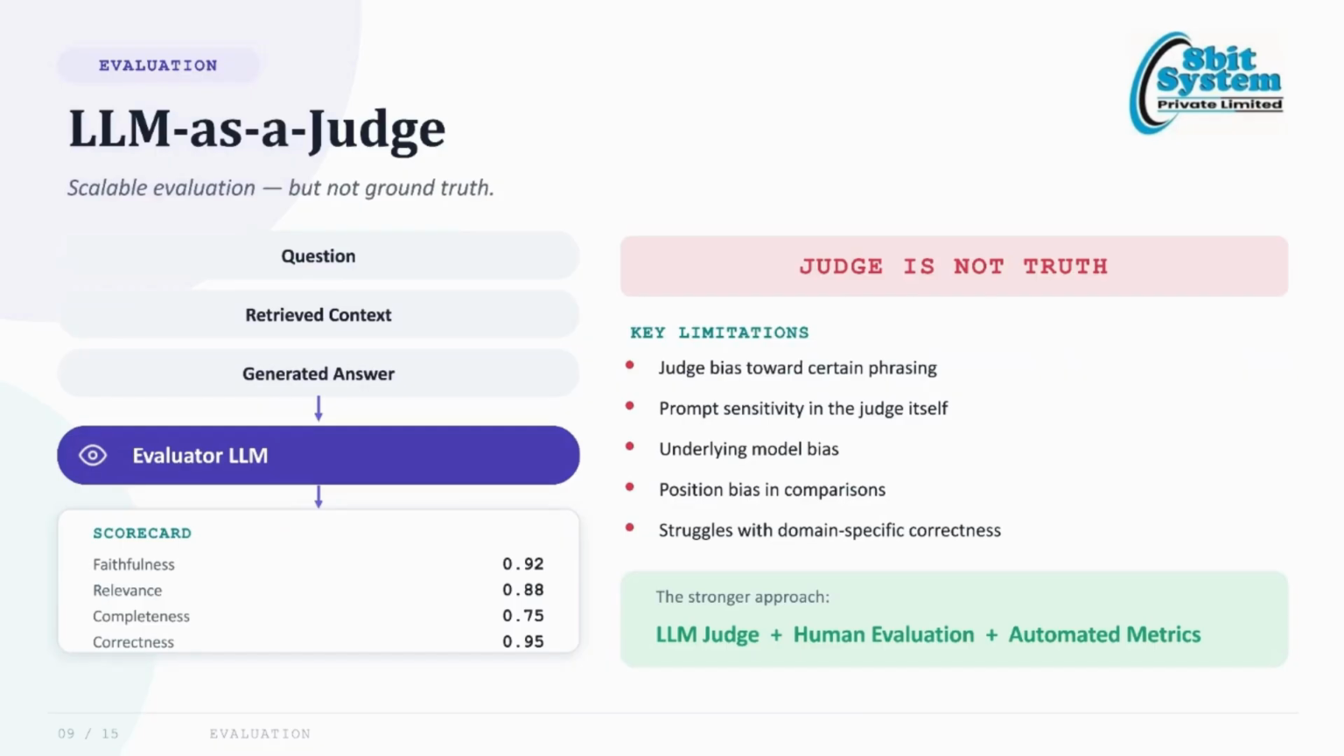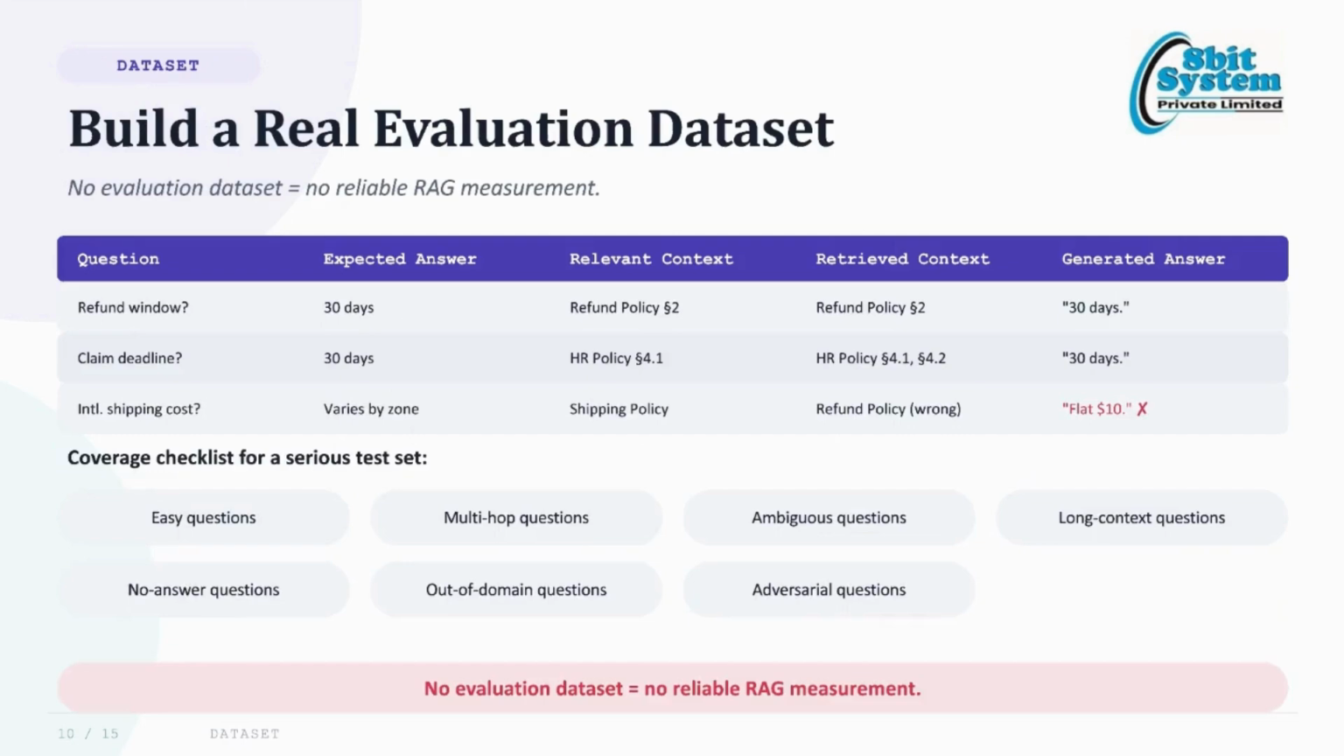To evaluate at scale, teams use LLM as a judge. It scores faithfulness, relevancy, and correctness automatically. But the judge is not truth. Judges carry their own bias, are sensitive to prompt wording, and can struggle with domain-specific correctness. The stronger approach combines the LLM judge with human review and hard automated metrics.